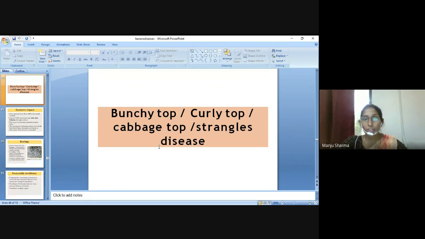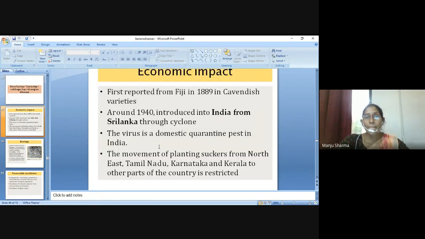Then bunchy top, curly top, cabbage top and strangles disease. First reported from Fiji in 1889 in Cavendish varieties. Around 1940, introduced into India from Sri Lanka through cyclone. The virus is under domestic quarantine in India. The movement of planting suckers from Kerala, Tamil Nadu and Karnataka to other parts of the country is restricted.